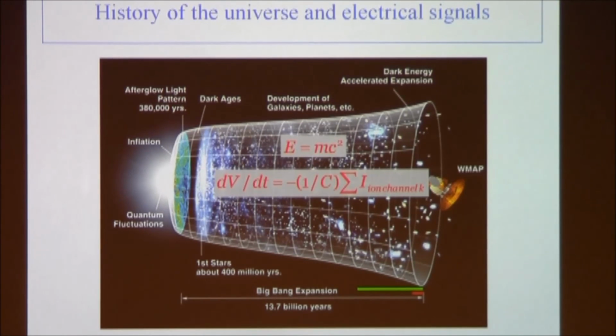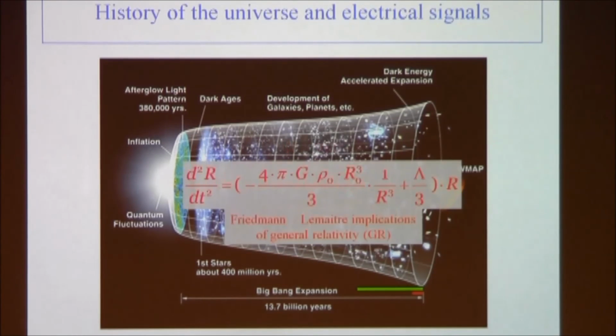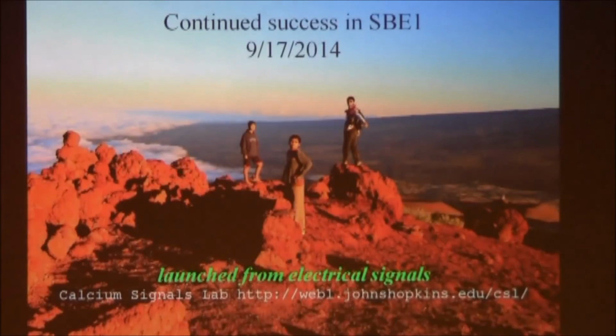Here's another master equation from our course: dV/dt is equal to minus 1 over C, the sum of the ionic currents through the channels. And here's another awesome equation, the Friedmann-Lemaitre equation from general relativity, which explains the stretching of the coordinates of space-time, this envelope getting bigger as we get out from the Big Bang to where we are today. So where did these come from? Why do they hold so much sway? Very powerful. So with that, I wish you continued success in SBE1, and you're officially launched from electrical signals. Thank you very much.